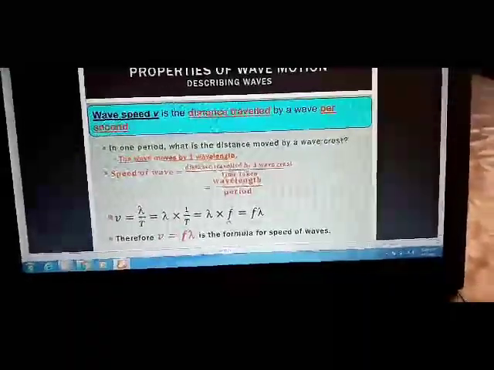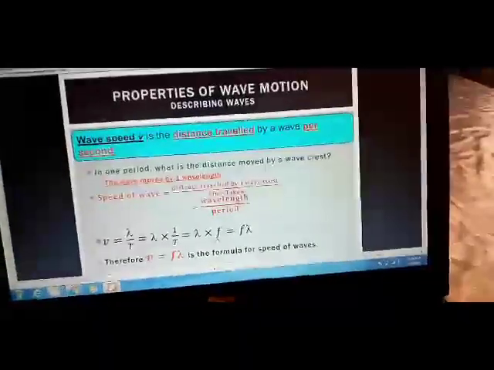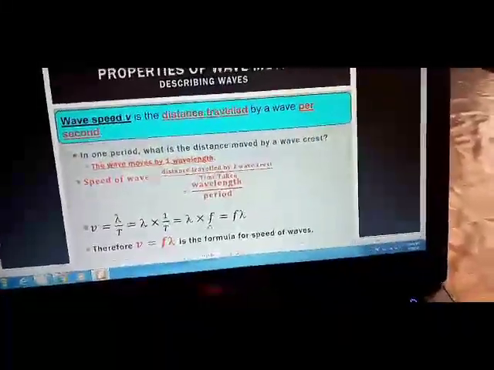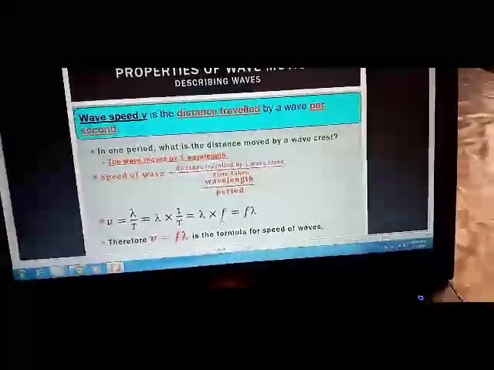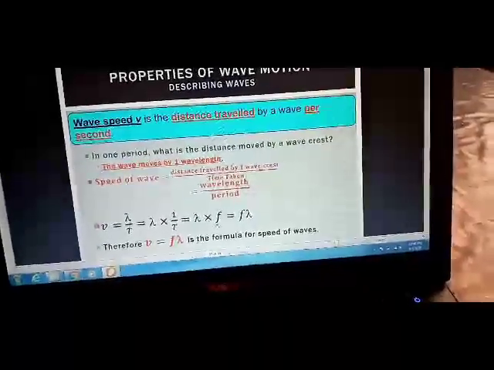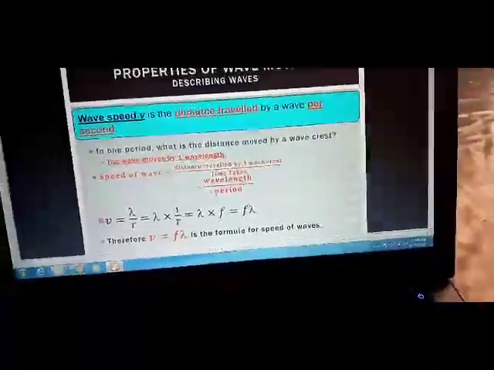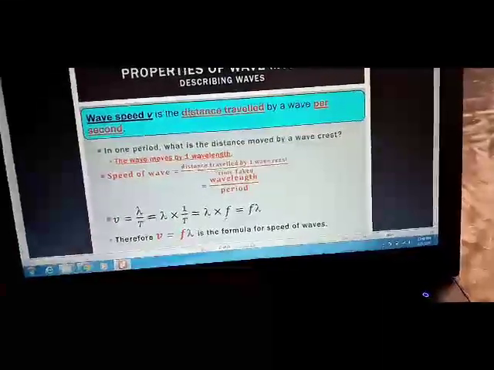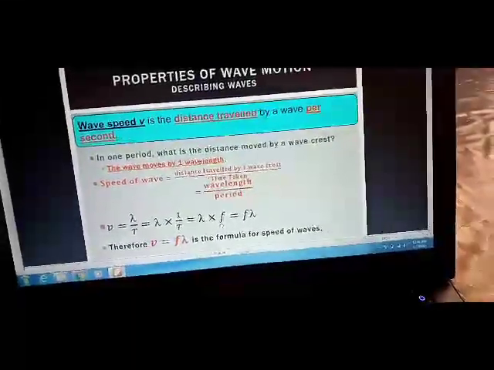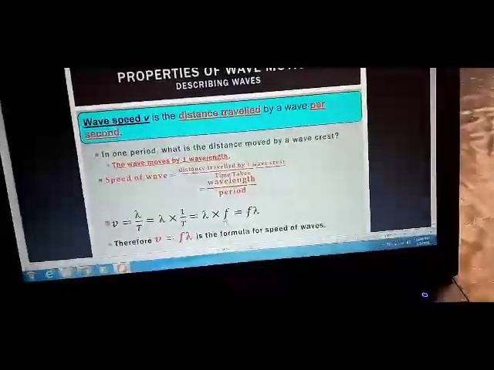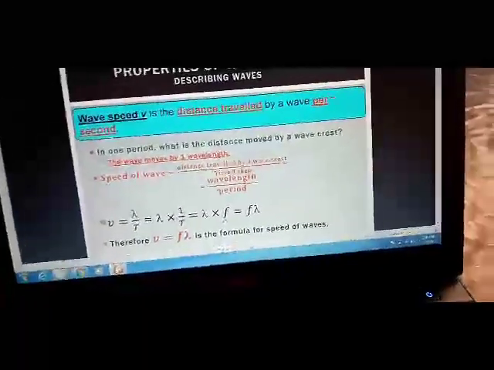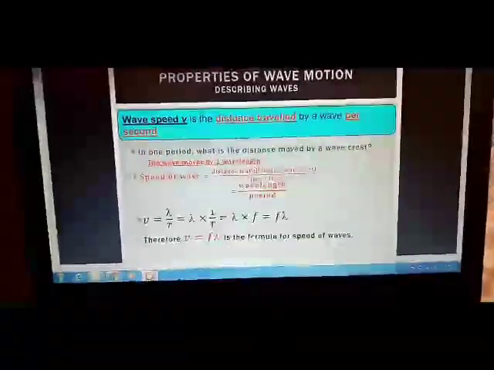Now what is wave speed? Wave speed V is the distance traveled by a wave per second. In one period, what is the distance moved by a wave crest? The speed of a wave is given by the formula distance traveled by one wave divided by time taken, and that distance traveled will be equal to the wavelength. So the wave speed is equal to wavelength over period. So V is equal to lambda by T. Now we know that 1 by T is equal to F. So the equation we got is V is equal to F lambda. Now this is the formula for the speed of the waves.